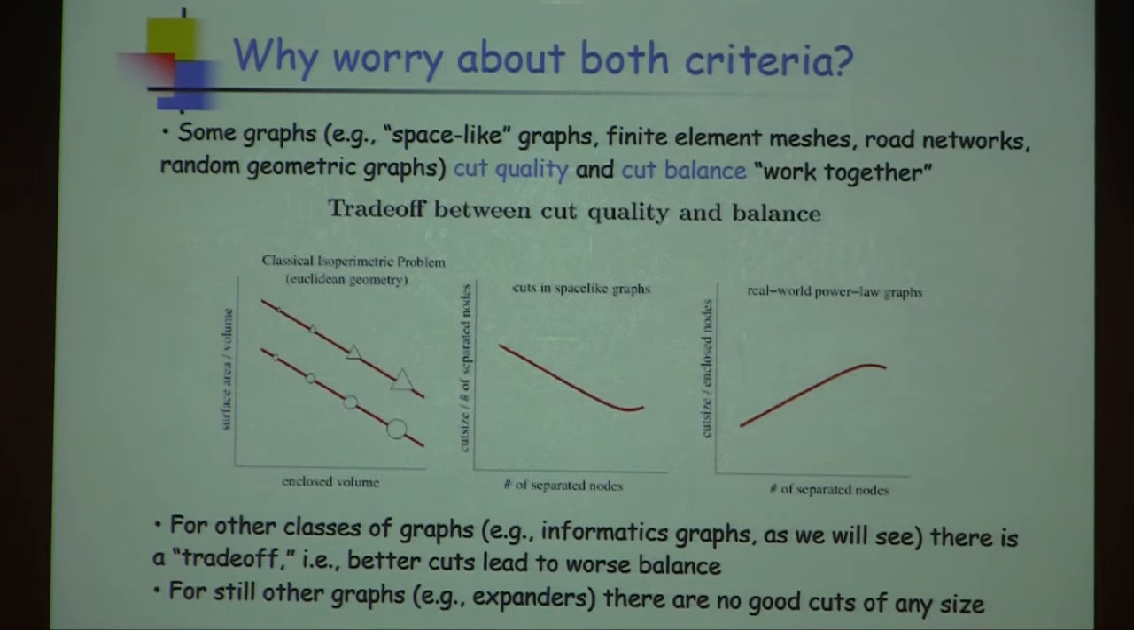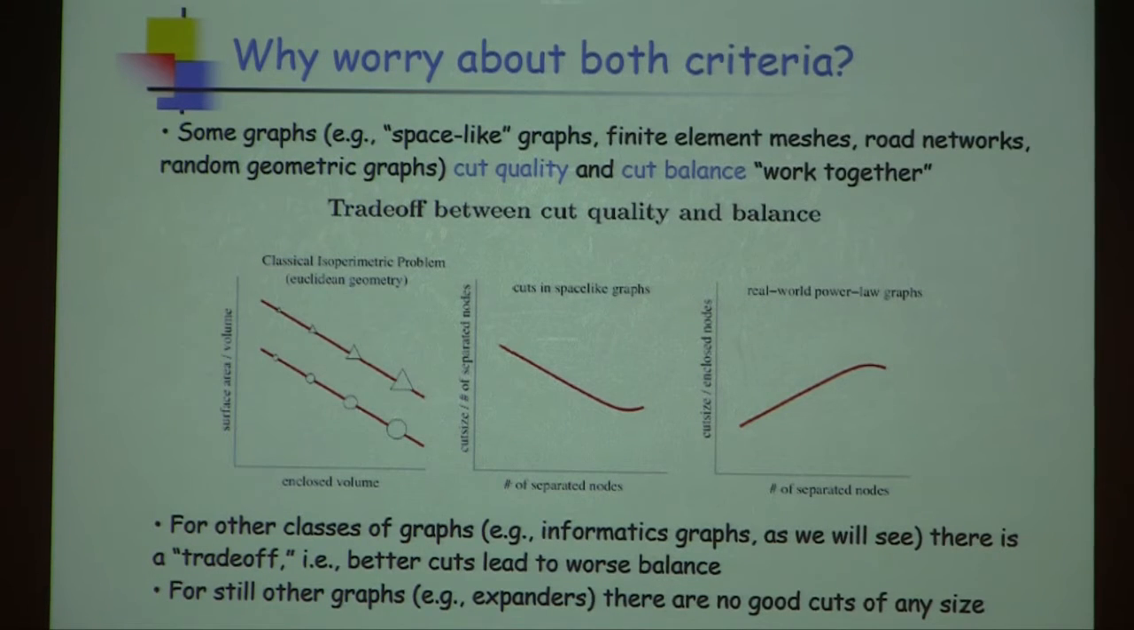So why are we worried about both criteria? Some graphs, let's call them space-like graphs, finite element meshes, things that arise in PDEs and scientific computing, more or less anything that lives on the Earth, like road networks, random geometric graphs, cut quality and cut balance work together. I'm going to show you a bunch of plots, and on all these plots the x-axis is going to be size and the y-axis is going to be quality measure. Down will be good. It's surface area to volume.